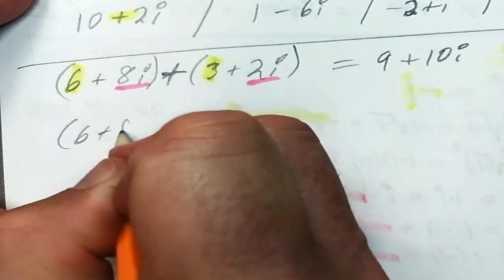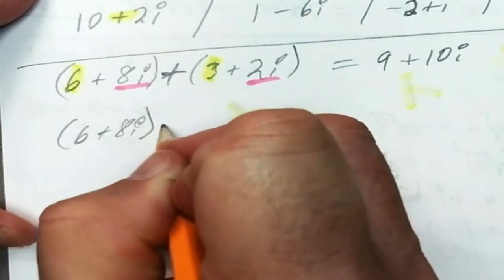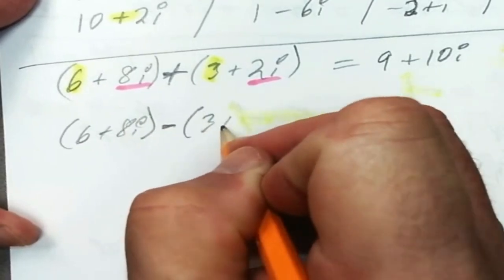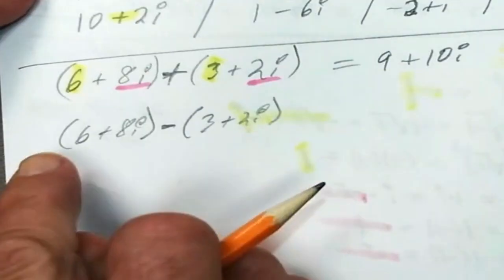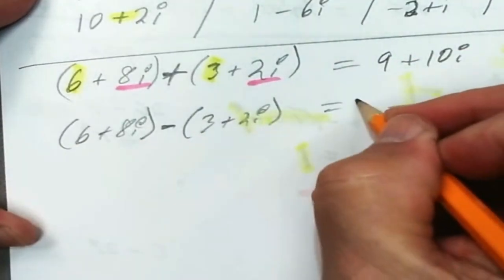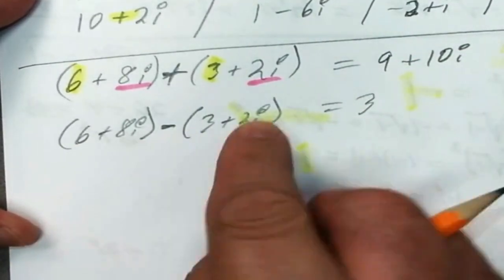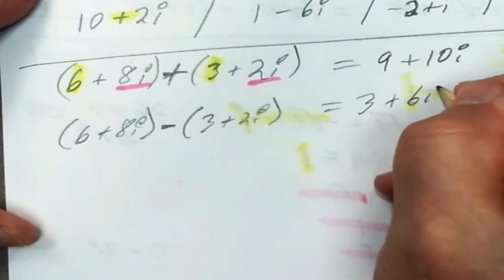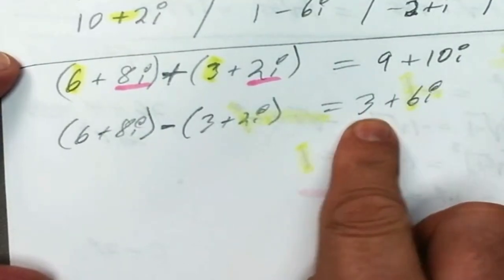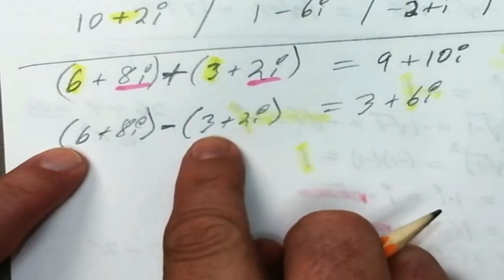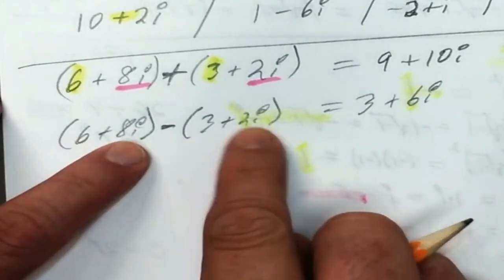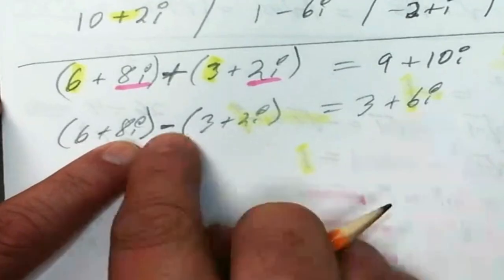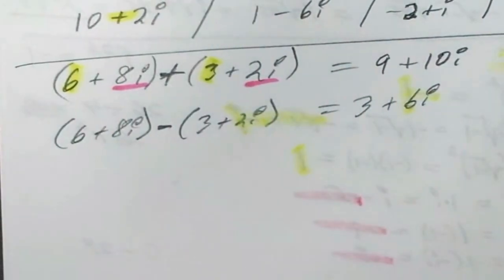6 plus 8i minus 3 plus 2i. 6 minus 3. 8i minus 2i. So we end up with just like terms. 6 minus 3. 8i minus 2i. Subtracting works just like addition. Combine like terms only. Again, this is really simple. You just have to pay attention. Where's the imaginary part? Where's the real part?